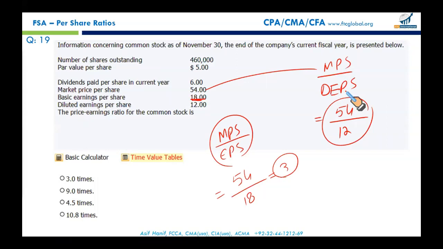But your CMA exam manager has explicitly, clearly asked you to use the basic earning per share. I can show you the evidence if you want me to. So you should always use the basic earning per share to calculate your P/E multiple, and that's 3, and that makes A the correct option.